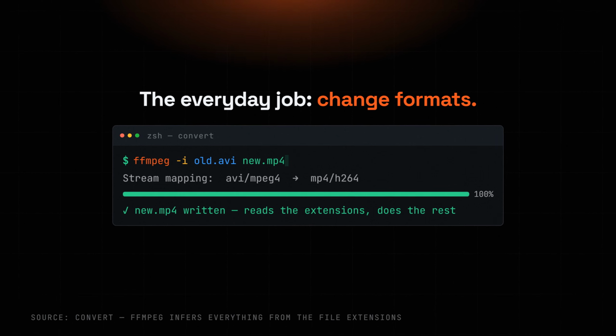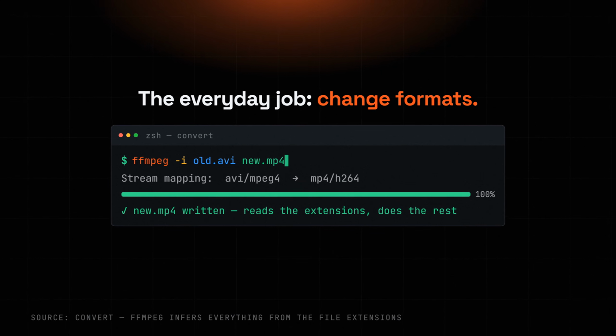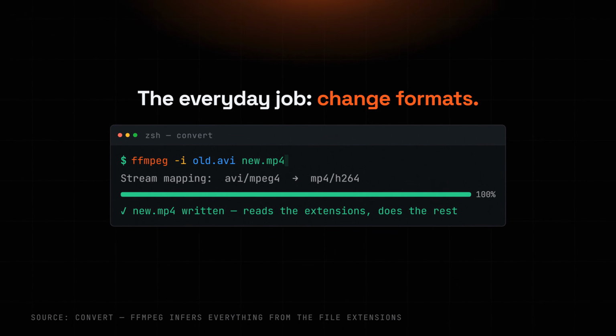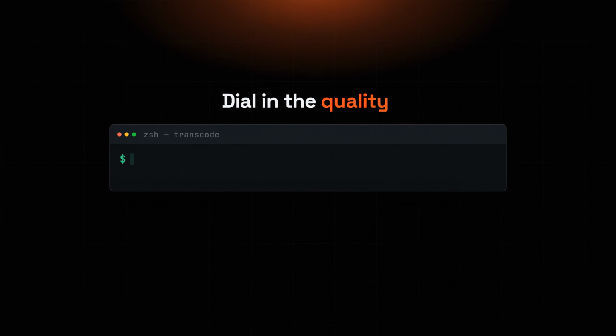ffmpeg -i, your old file, then the new name. FFmpeg reads the file extensions, figures out the entire rest on its own, and hands you back something that plays anywhere.